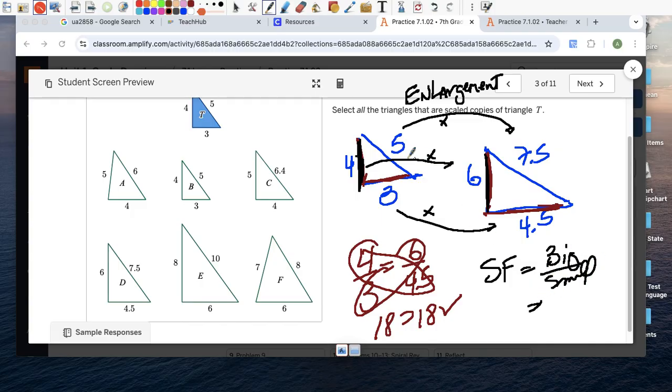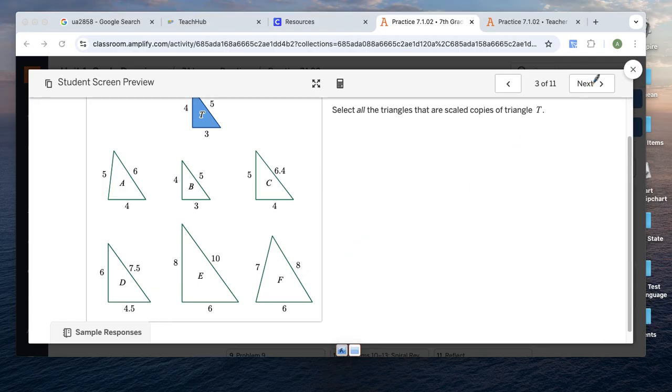So using those two numbers, 4 and 6, it's going to be 6 over 4, which gives us 3 over 2, or 1.5. So take a moment and multiply every side in the original triangle by 1.5. Is 4 times 1.5 6? Yes. Is 3 times 1.5 4.5? Yes. Is 5 times 1.5 7.5? Yes. So the scale factor is 1.5.